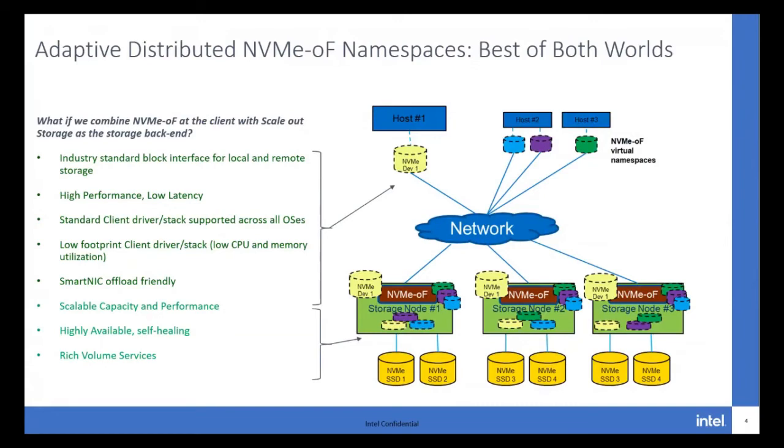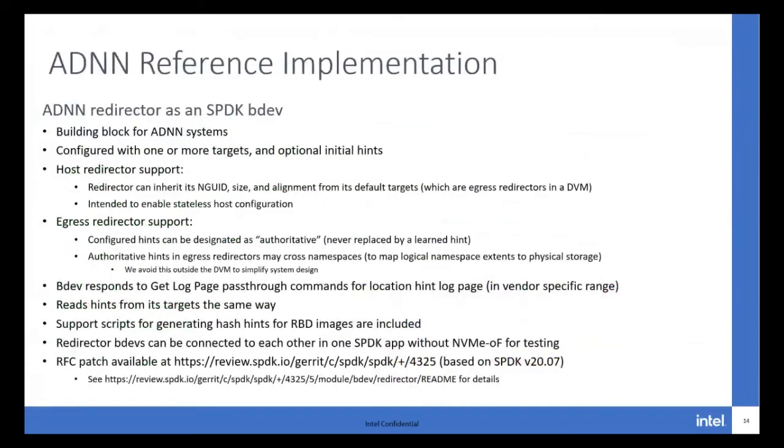We also see a couple of other advantages. First of all, we have constructed an ADNN reference implementation in SPDK, and it has all the components you need to connect it to RBD images. This is obviously not production ready. It's just a data path and the minimal configuration tools you need to set it up for one image. And I can show you in a minute that we did that and we proved that it worked.